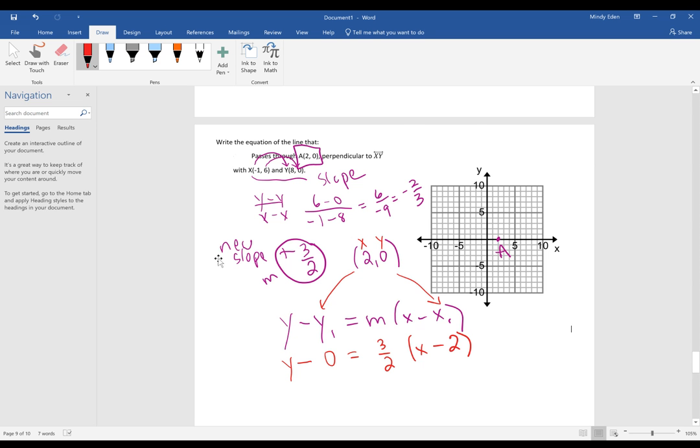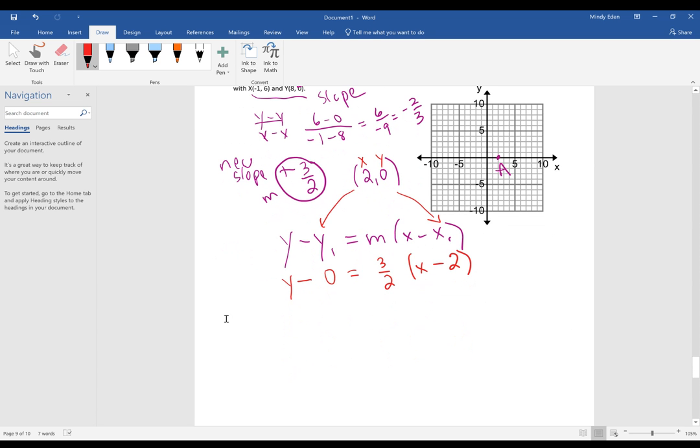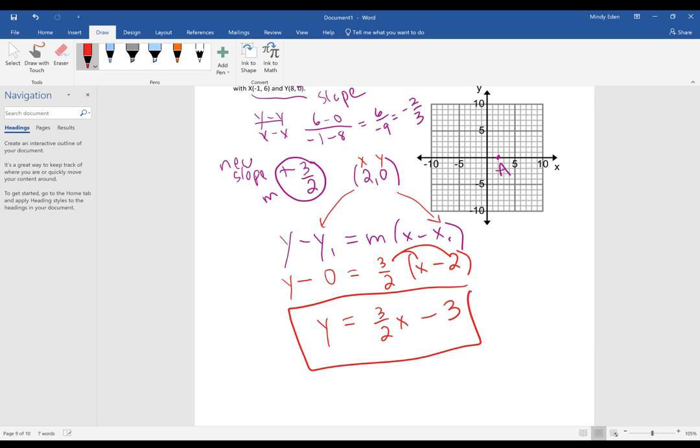Now, at this point, we need to distribute and solve for y. So y minus 0 just simplifies to be y, and I'll distribute 3/2 x, and 3/2 times -2 is -3. So now, since this is already isolated for y, this is the equation of the new line that I need, that's perpendicular as asked.